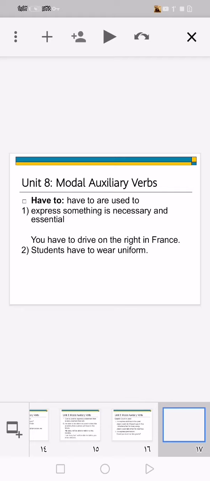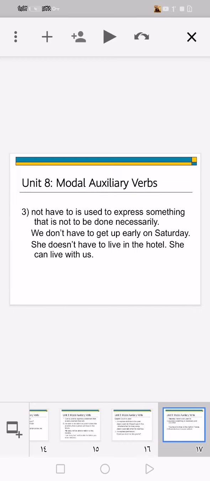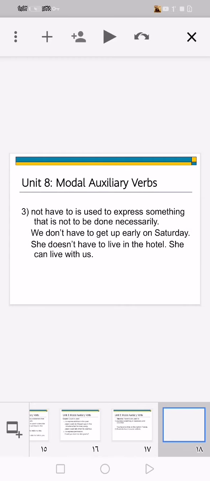Uses of have to. Number 1: to express something necessary and essential. You have to drive on the right in France. Another example: students have to wear uniform. Have to wear uniform, modal auxiliary verb.